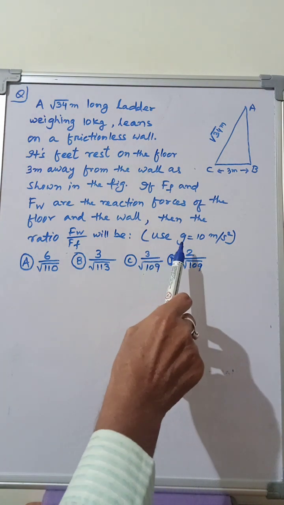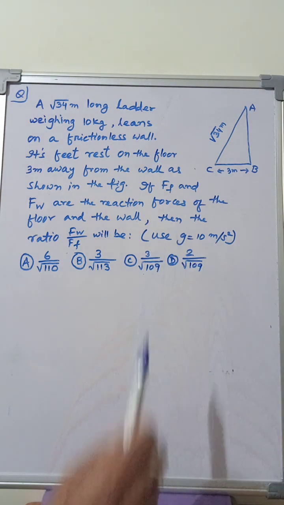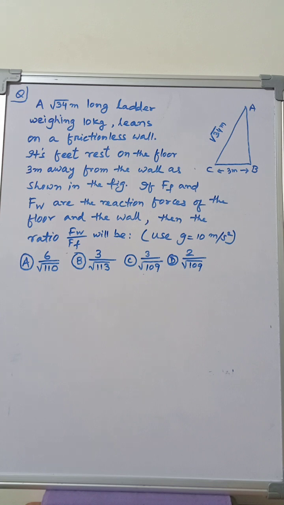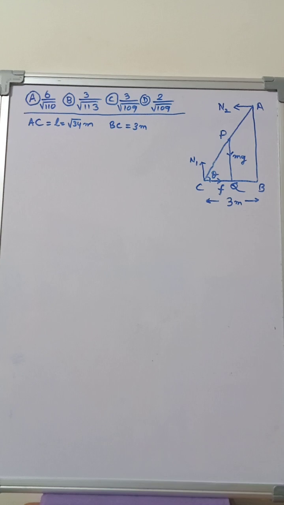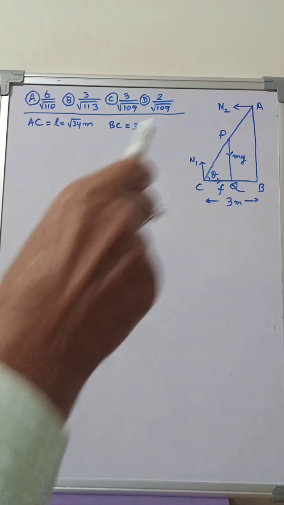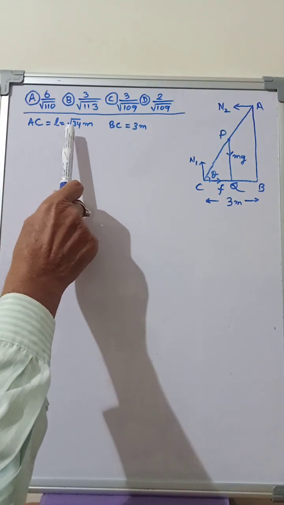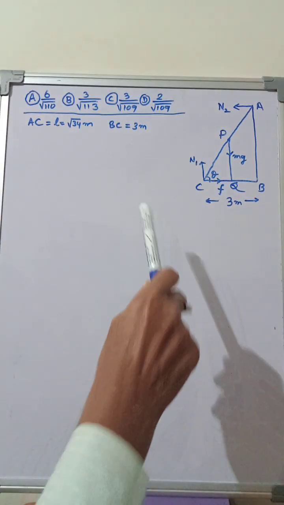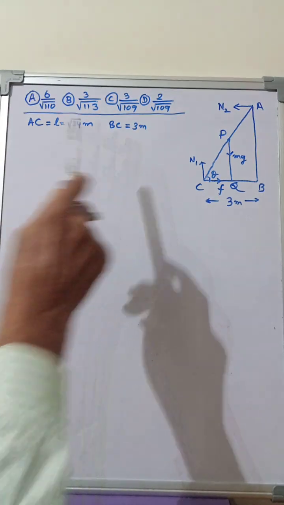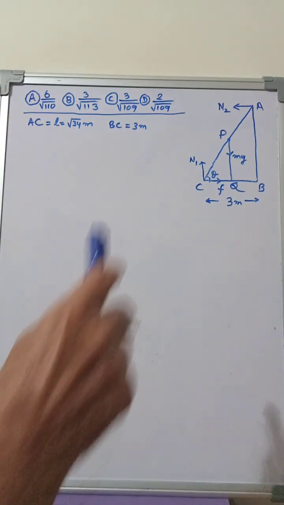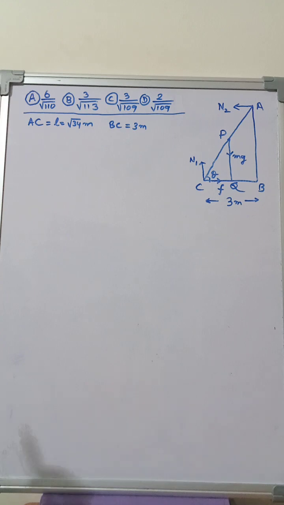We can use g is equal to 10 meters per second square. The options are given in the question. We are required to find the correct option. Now for the solution. We have retained the options and the data given in the question. AC is the ladder whose length L is equal to root over 34 meters and BC is equal to 3 meters. Let's find out the length AB.